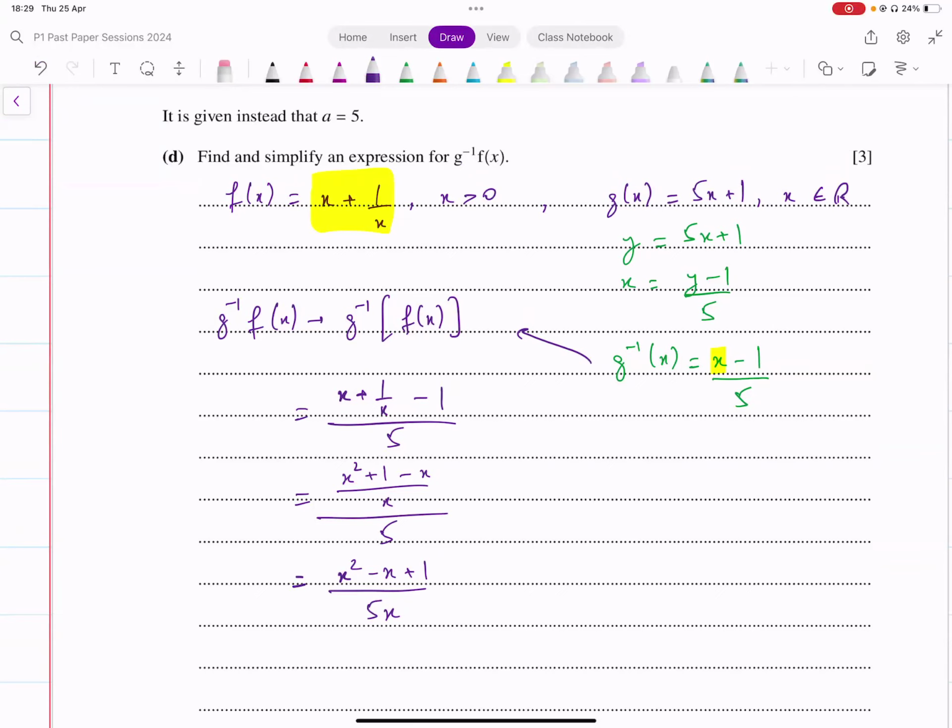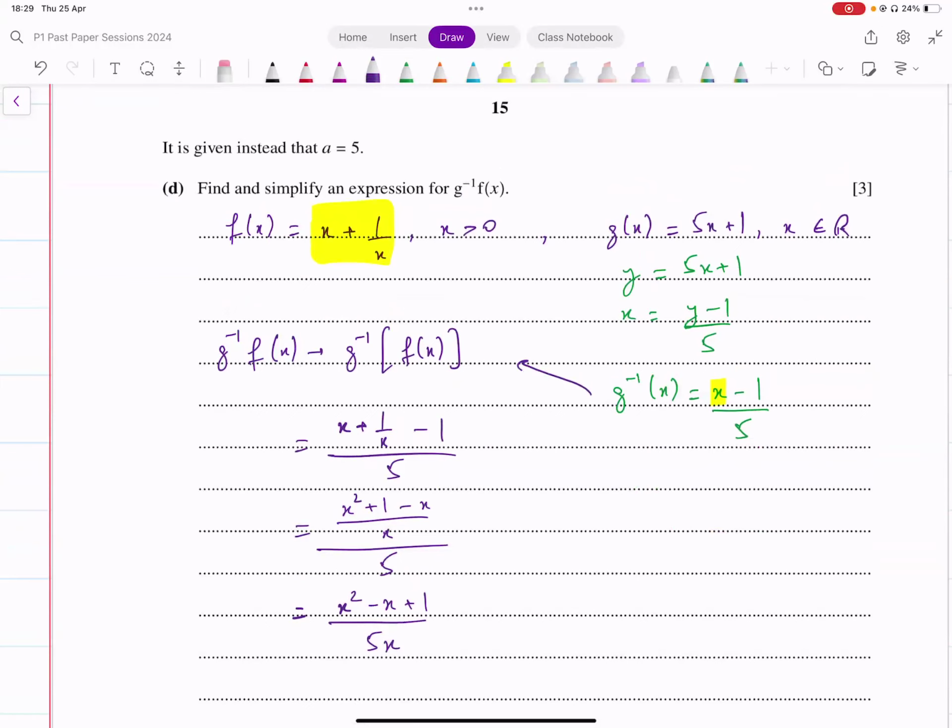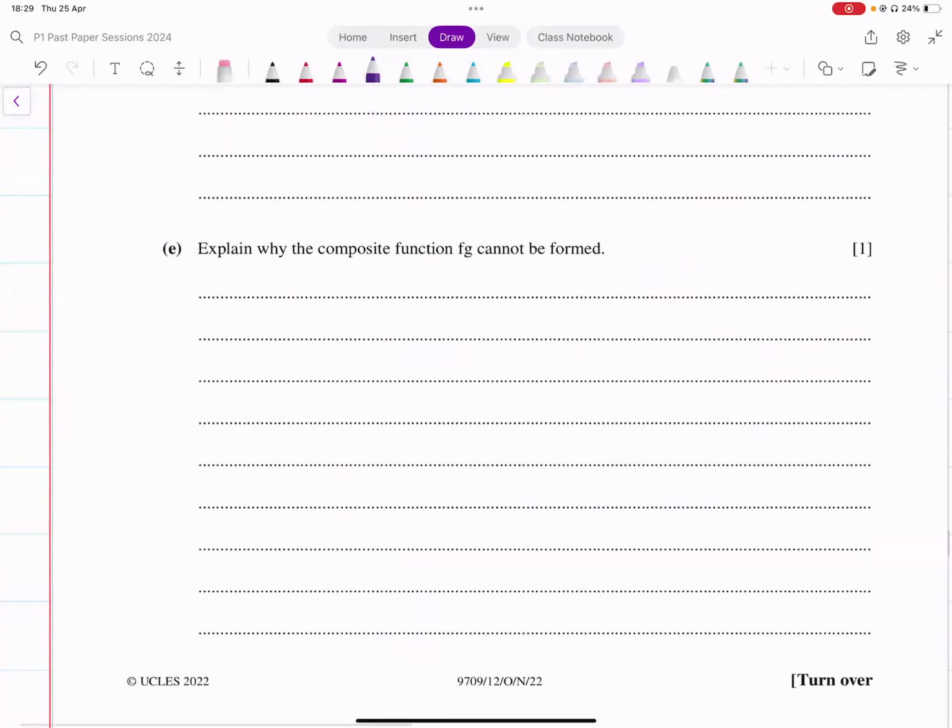All right, that was part D. Now it says, explain why the composite function fg cannot be formed. Remember the condition that we have for this? When can the composite function be formed? When the range of the inner function, what's the inner function in this case? The inner function in this case is g.